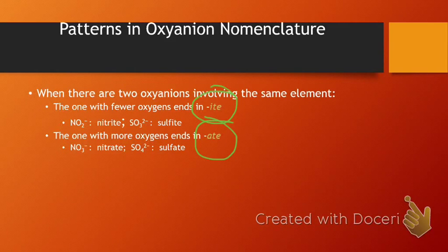So let's just do an example of, let's draw out the formula for copper. Copper makes more than one. Copper 1 nitrate. I'll give you a moment to write it out.